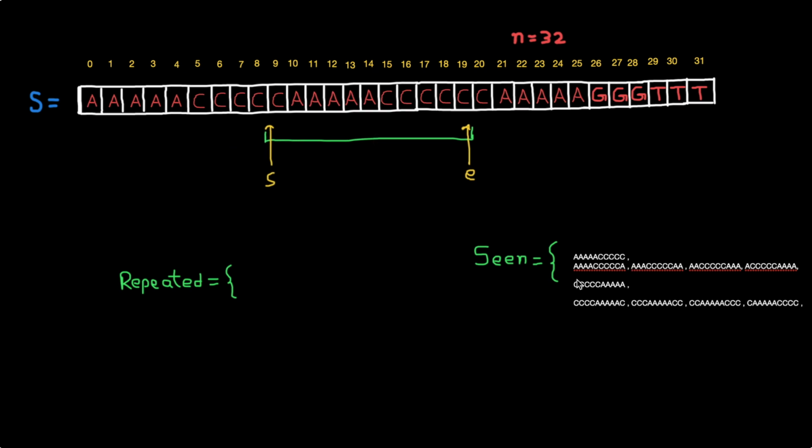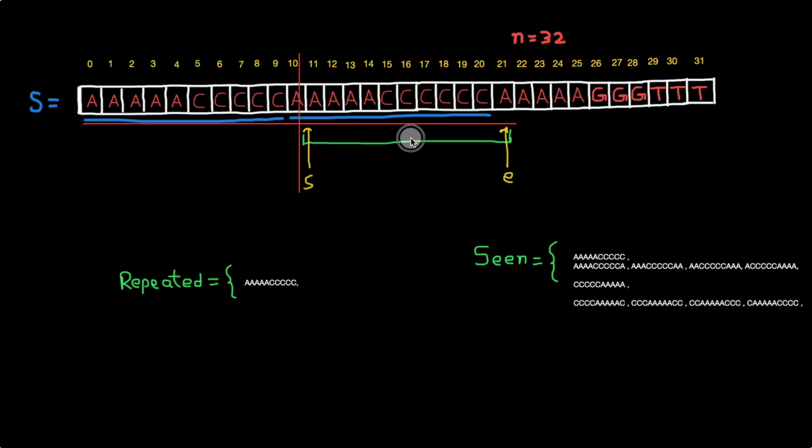So we'll put all the four substrings here. Now at this point, if we move forward in our next iteration, we'll see that this particular substring is present in our seen hash set, because 5 times A and 5 times C was initially present here, right? So this substring and this substring are matching. Since this substring is repeating, we'll put it in our repeated hash set. So we'll put this substring here.